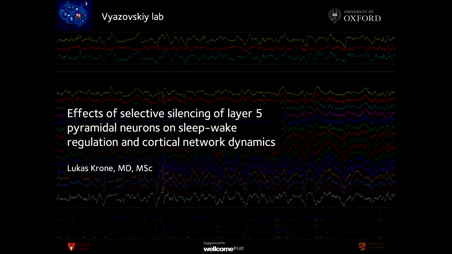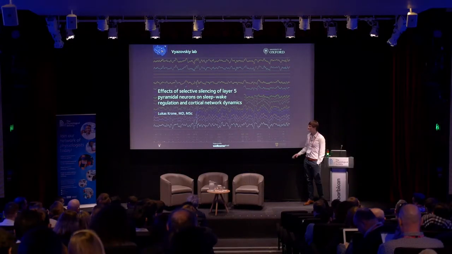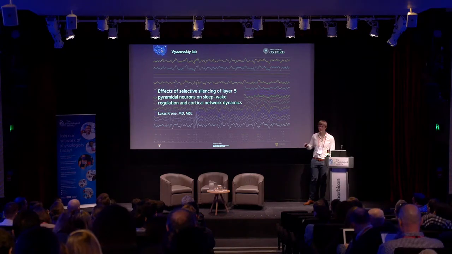My name is Lukas Krone. I'm a PhD student in the lab of Vladislav Jacobski at the University of Oxford. And I'd like to use the next 10 minutes to give you an overview of my PhD project on the effects of selective silencing of layer 5 pyramidal neurons on sleep-wake regulation and cortical network dynamics.